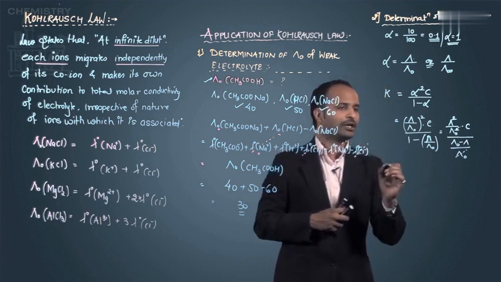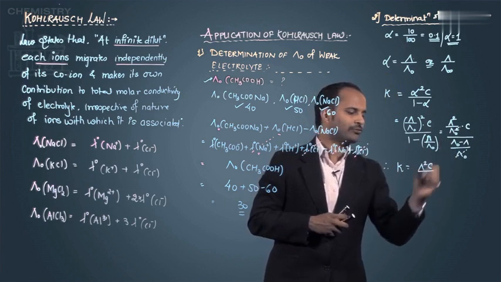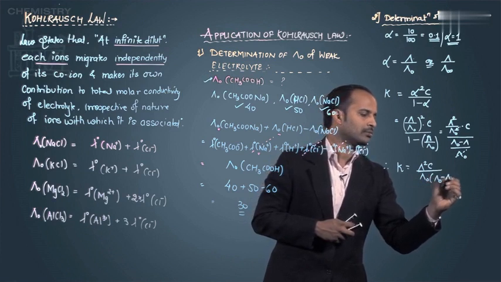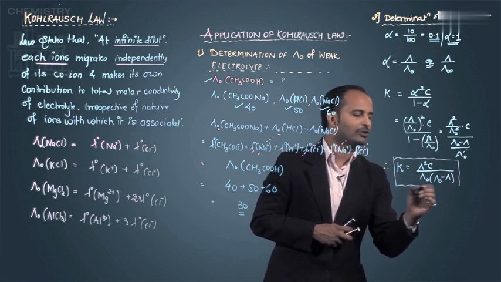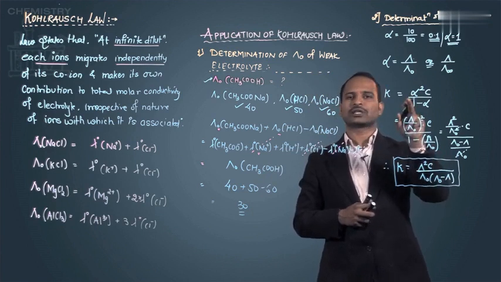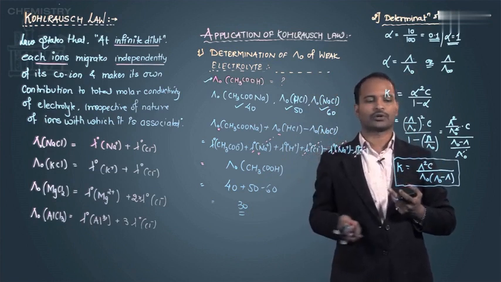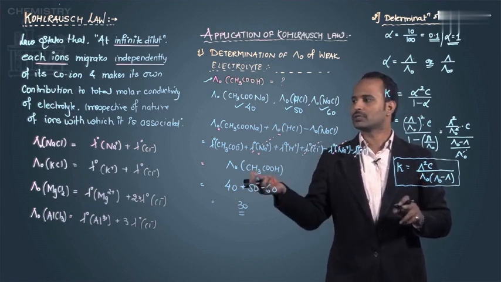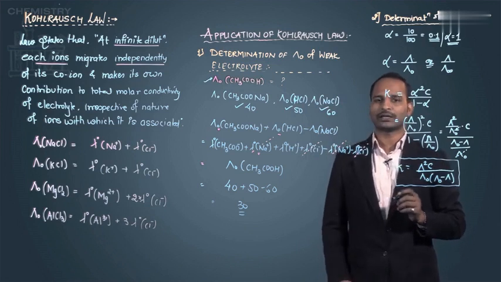One lambda naught will get cancelled, and finally we will have a formula for K, that is lambda square C upon lambda naught into lambda naught minus lambda. So if you want to know the value of K, either we use this formula or we use the other formula. Use any of these formulas. If you are using the first formula, then for getting alpha, you have to calculate lambda naught, which we get from Kohlrausch's law only. And if you are directly using this formula, then again for a weak electrolyte, to get that lambda naught value, we use Kohlrausch's law. So this is the second application, that is the determination of alpha and K.